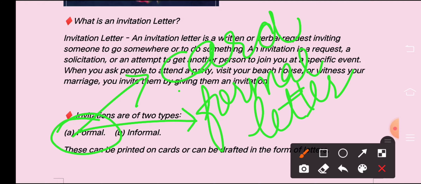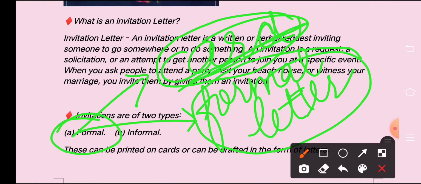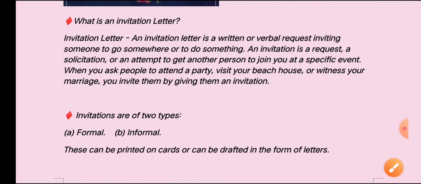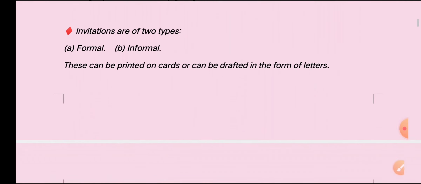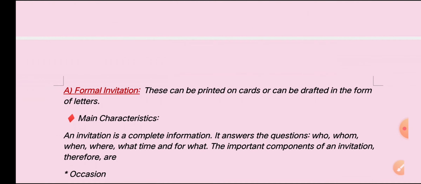Clear? The card is used to invite persons in bulk. And the formal letter is given to some VIPs to witness the function, like a judge, or it may be a chief guest, etc. I hope you have got this. Next, invitations are of two types. These can be printed on cards and can be drafted in the form of letters.